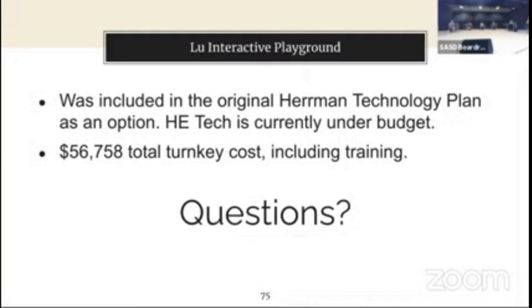Could I have a recommendation to take it before the board? I recommend that we take to the full board the Lou video technology as presented for the PE at Herman. Second. Motion made and seconded to go before the full board. All those in favor say aye. Aye. Opposed?